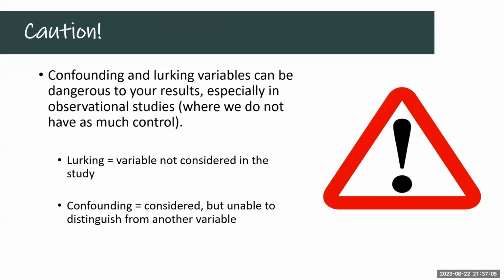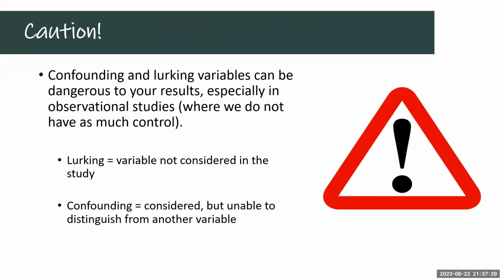Now, we have to be really careful, especially in observational studies. In any study we need to think about this, but experimental design handles it a little bit differently. We have something called confounding and something called lurking variables that can really impact our decisions here. They can make you claim relationships exist when really that's maybe not what's going on, okay?